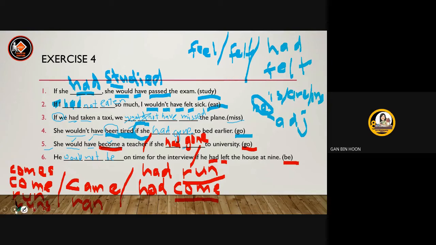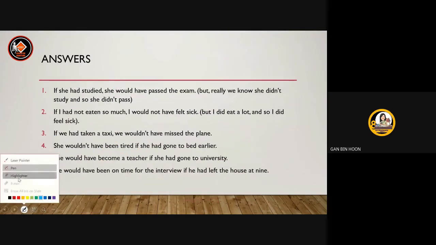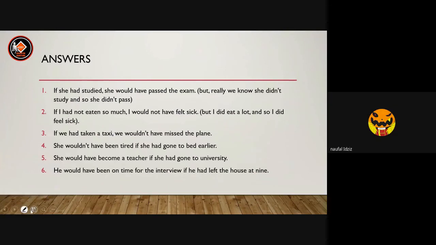Okay, let's look at the answer, okay? So ini kita tak pasti, am I right? The rest we know. So let's look at the answer. I use a yellow one, okay? If she had studied, betul. Perfect tense. She would have passed. Yes, correct. Okay. If she had studied, she would have passed the exam. But really, we know that she didn't study. So she didn't pass.